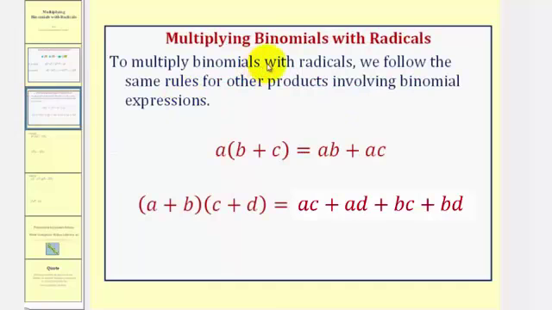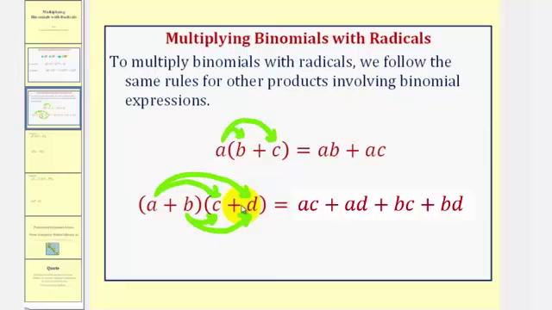When multiplying binomials with radicals, we follow the same rules for other products involving binomial expressions. Meaning if we have a monomial times a binomial, in this form here, we'll have two products. We'll distribute and have a times b plus a times c. And if we have a binomial times a binomial, we'll have four products. Or we can think of this as double distribution. We distribute the a, so we'd have a times c plus a times d. And then we distribute the b, we'd have b times c plus b times d.